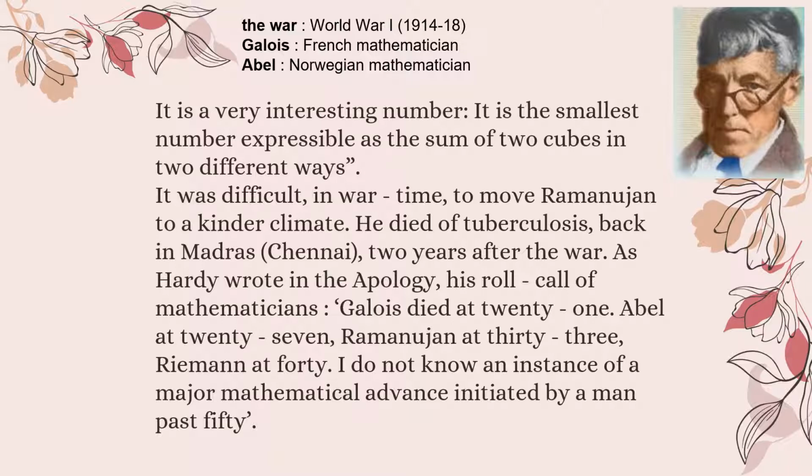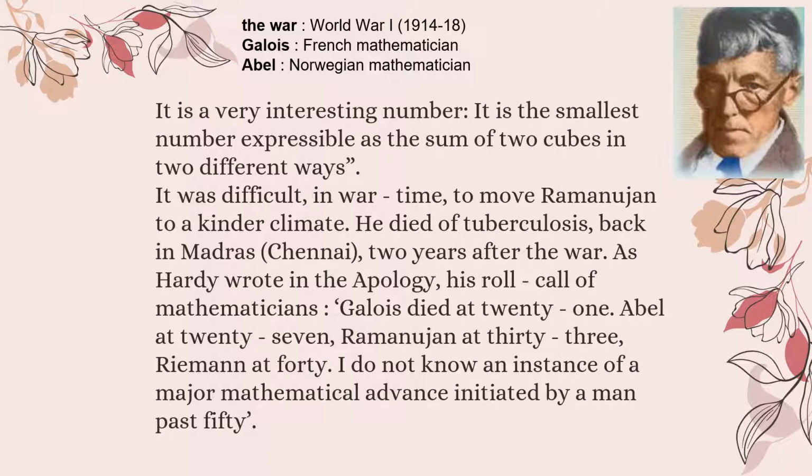As Hardy wrote in the Apology, his roll call of mathematicians: Galois died at 21, Abel at 27, Ramanujan at 33, and Riemann at 40. I do not know an instance of a major mathematical advance initiated by a man past 50.